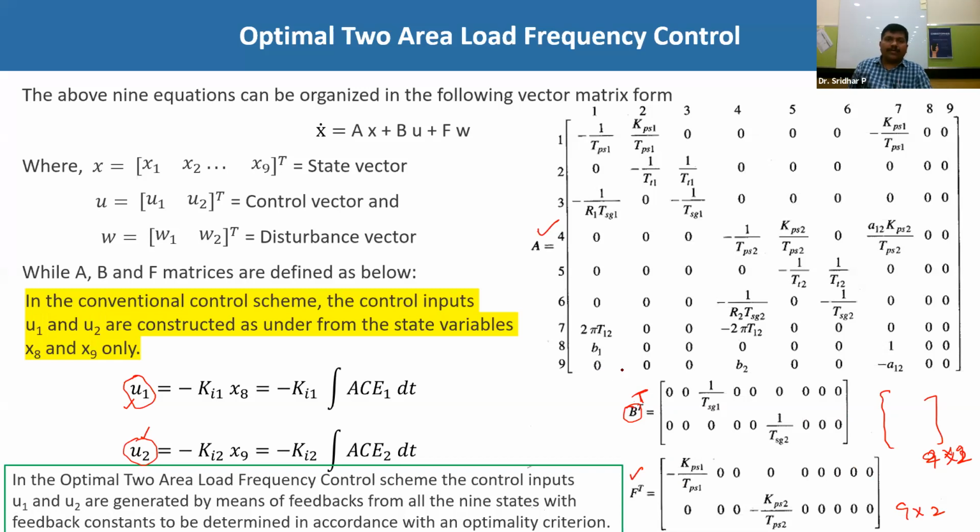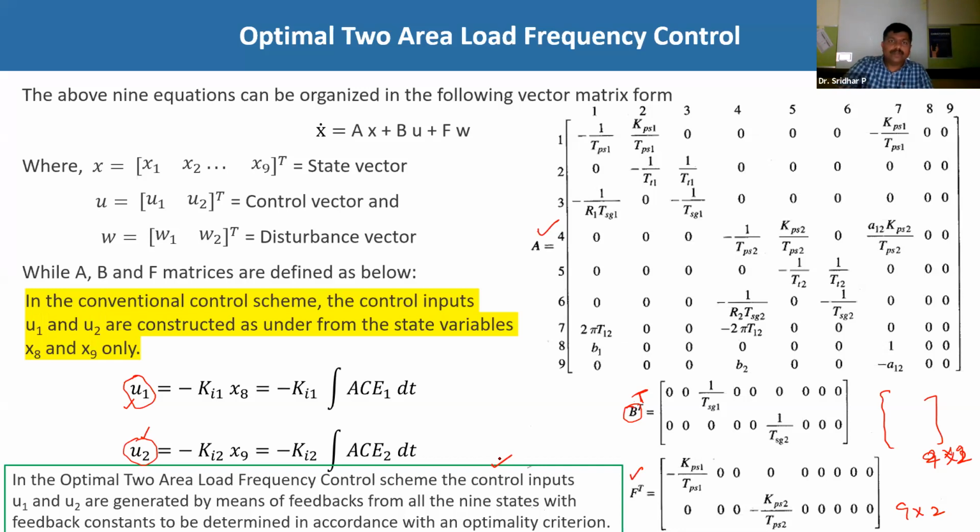And here, these concluding remarks are very very important. In the optimal two area load frequency control scheme, the control inputs are u1 and u2. These u1 and u2 we are going to get from feedbacks. Now I think we have discussed those feedback loops also in the previous sessions.